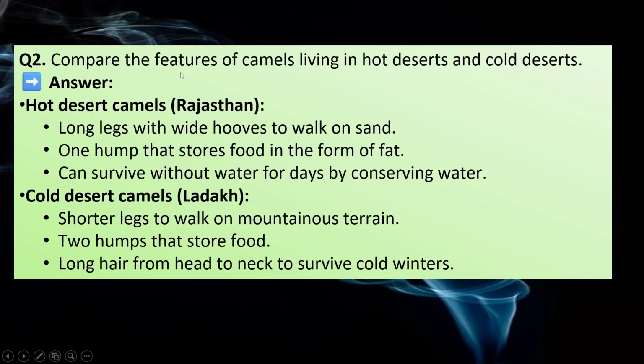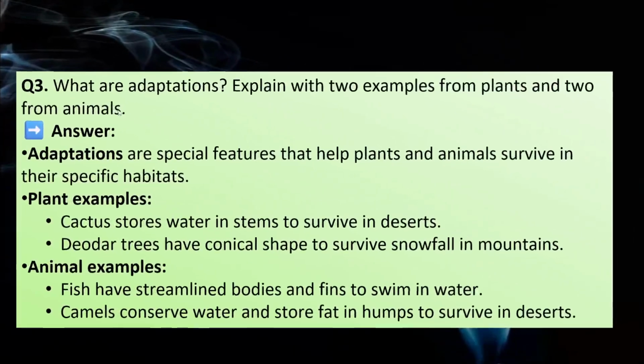Question number 2. Compare the features of the camels living in the hot deserts and the cold deserts. Answer: hot desert camels, in Rajasthan, have long legs with wide hooves to walk on sand, and one hump that stores food in the form of fat. They can survive without water for days by conserving water. Cold desert camels, in Ladakh, have shorter legs to walk on mountain terrain, two humps that store food, and long hair from head to neck to survive cold winters.